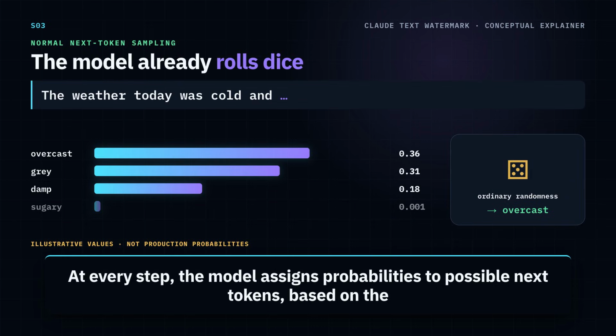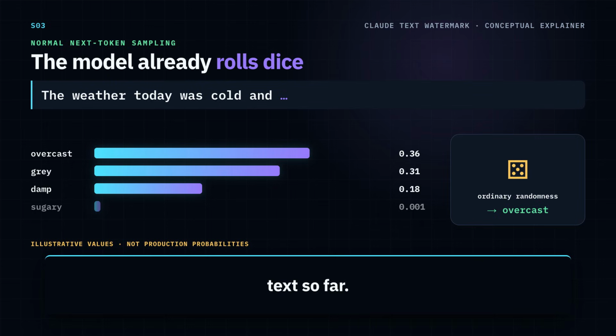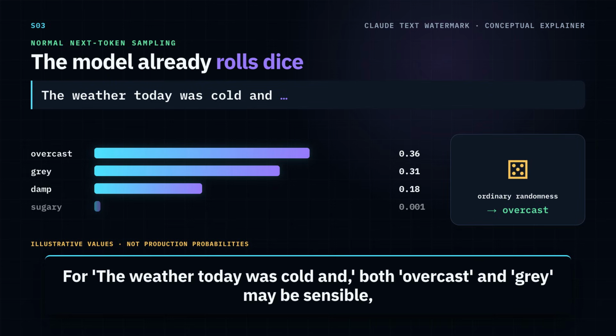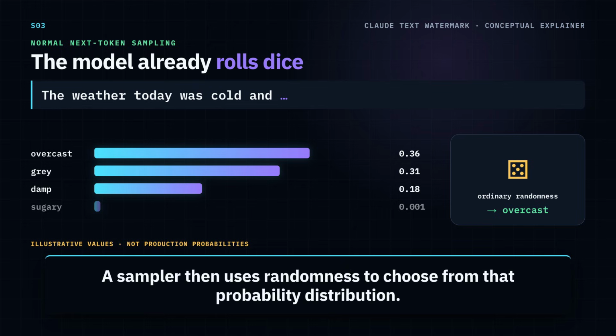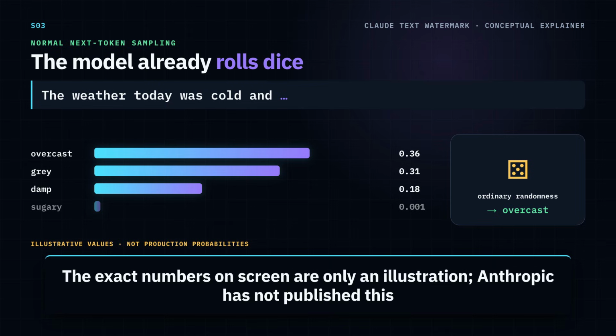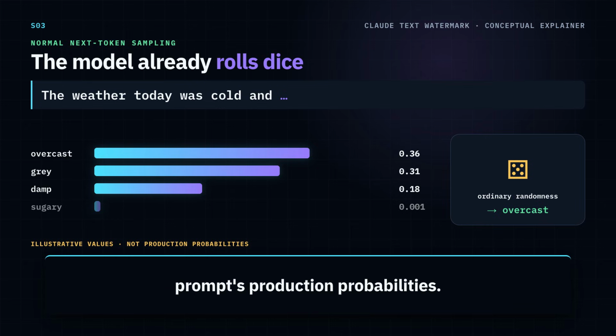At every step, the model assigns probabilities to possible next tokens, based on the text so far. For "the weather today was cold and", both "overcast" and "gray" may be sensible, while "sugary" is not. A sampler then uses randomness to choose from that probability distribution. The exact numbers on screen are only an illustration. Anthropic has not published this prompt's production probabilities. That ordinary sampling step is where the watermark fits.